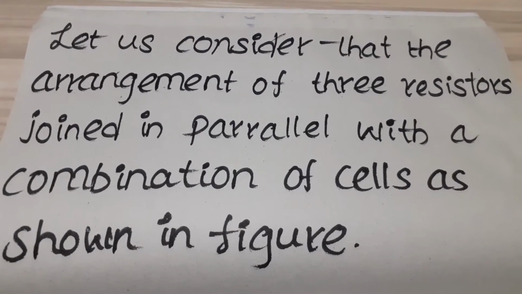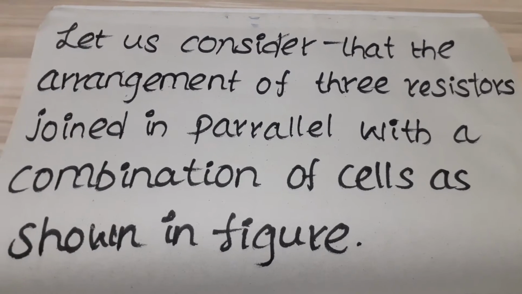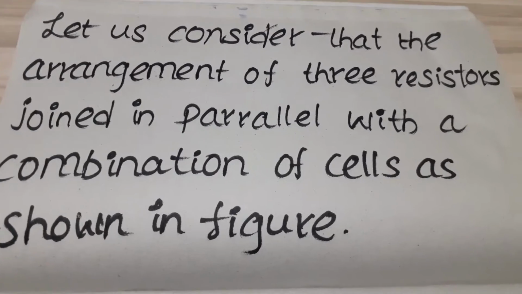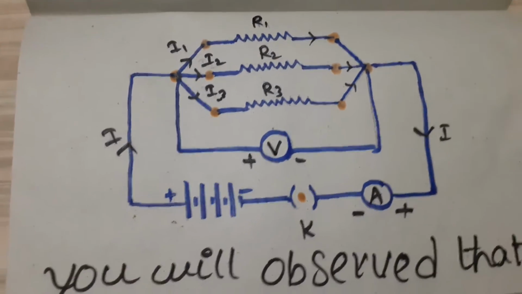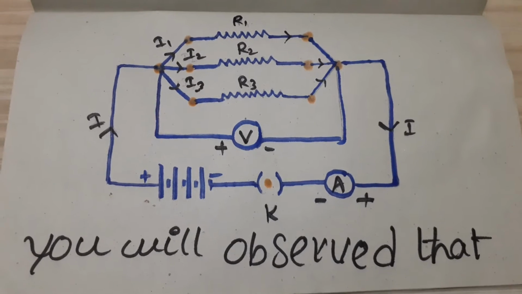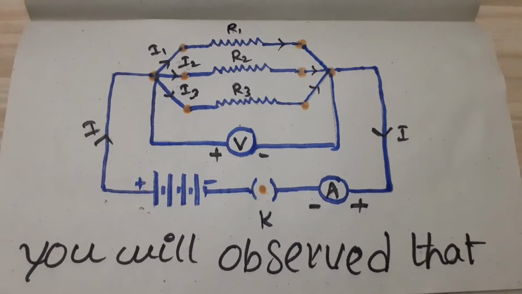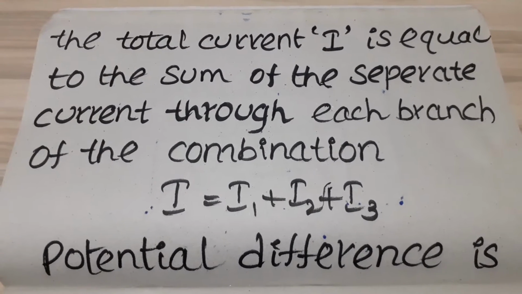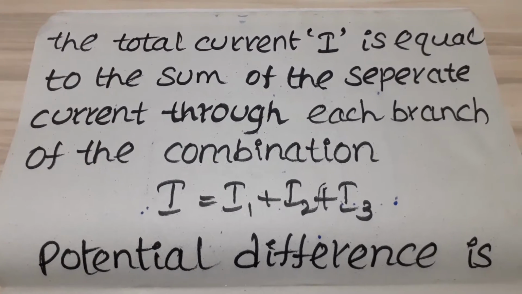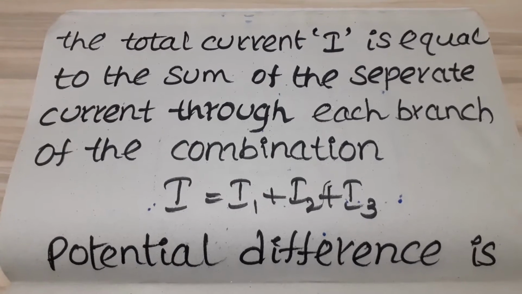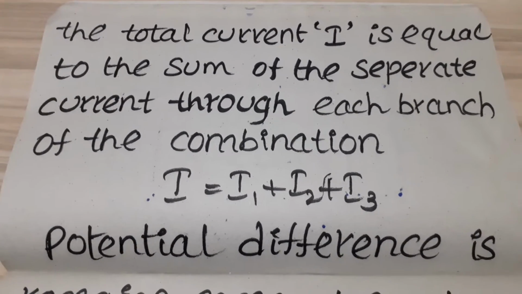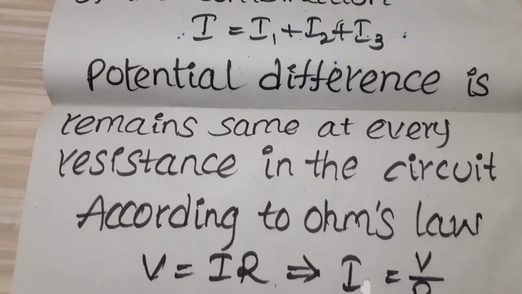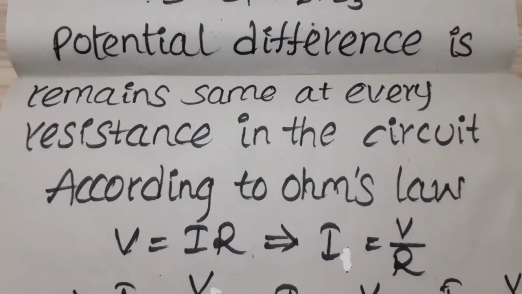Let us consider the arrangement of three resistors joined in parallel with a combination of cells, as shown in the figure. This is the arrangement of the parallel combination of resistors or conductors. We have already observed that in a parallel combination, the total current I is equal to the sum of the I1, I2, I3 currents. So I equals I1 plus I2 plus I3, but the potential differences remain the same.